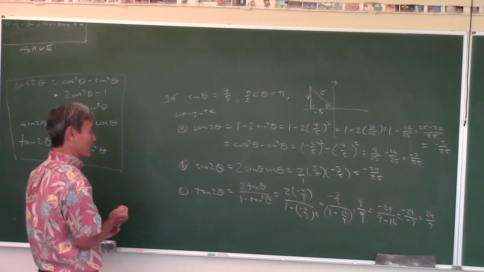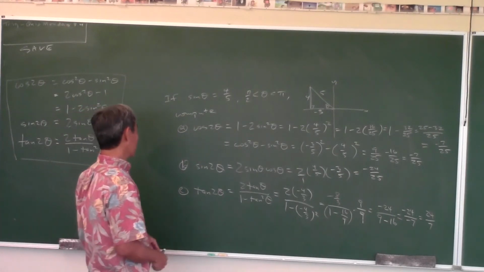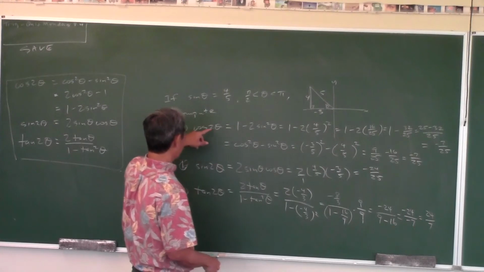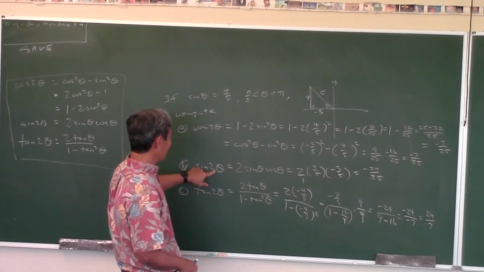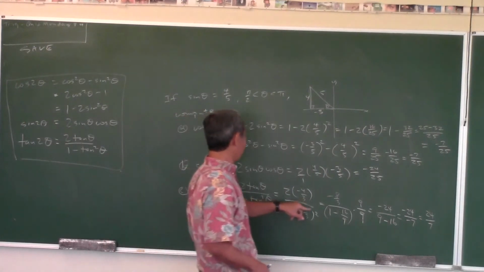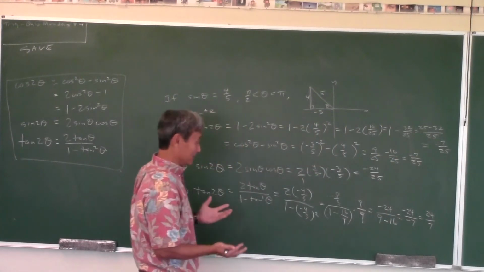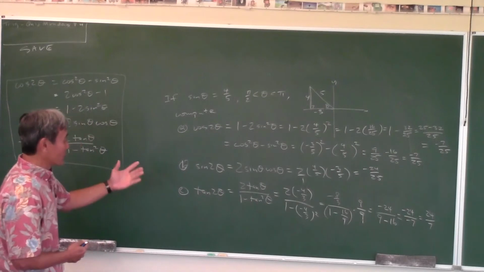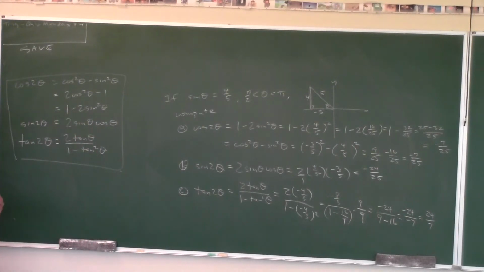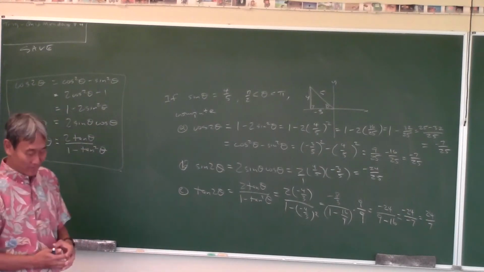Now some of you are probably thinking, Mr. Park, if you got cosine and sine 2 theta, then to get tangent 2 theta, can't you just go sine over cosine? Yeah, you can. But I'm just showing you how to do it using the identities, because that's the exercise of this section here.